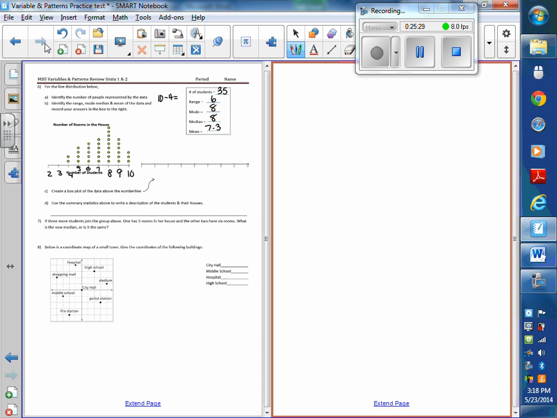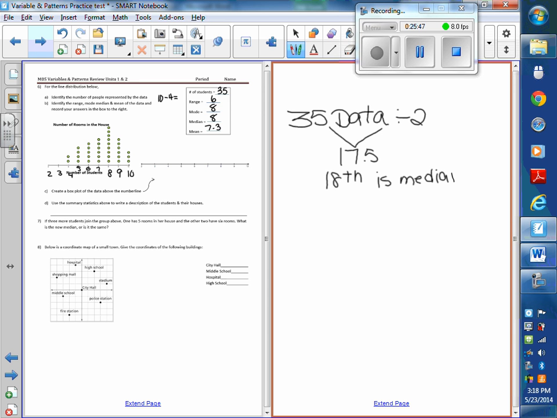All right. The median's the middle number. There's 35 data points in this set. I need to divide that by 2, and I get 17.5. That means the 18th number is the median. That's from what we learned this last couple of weeks.